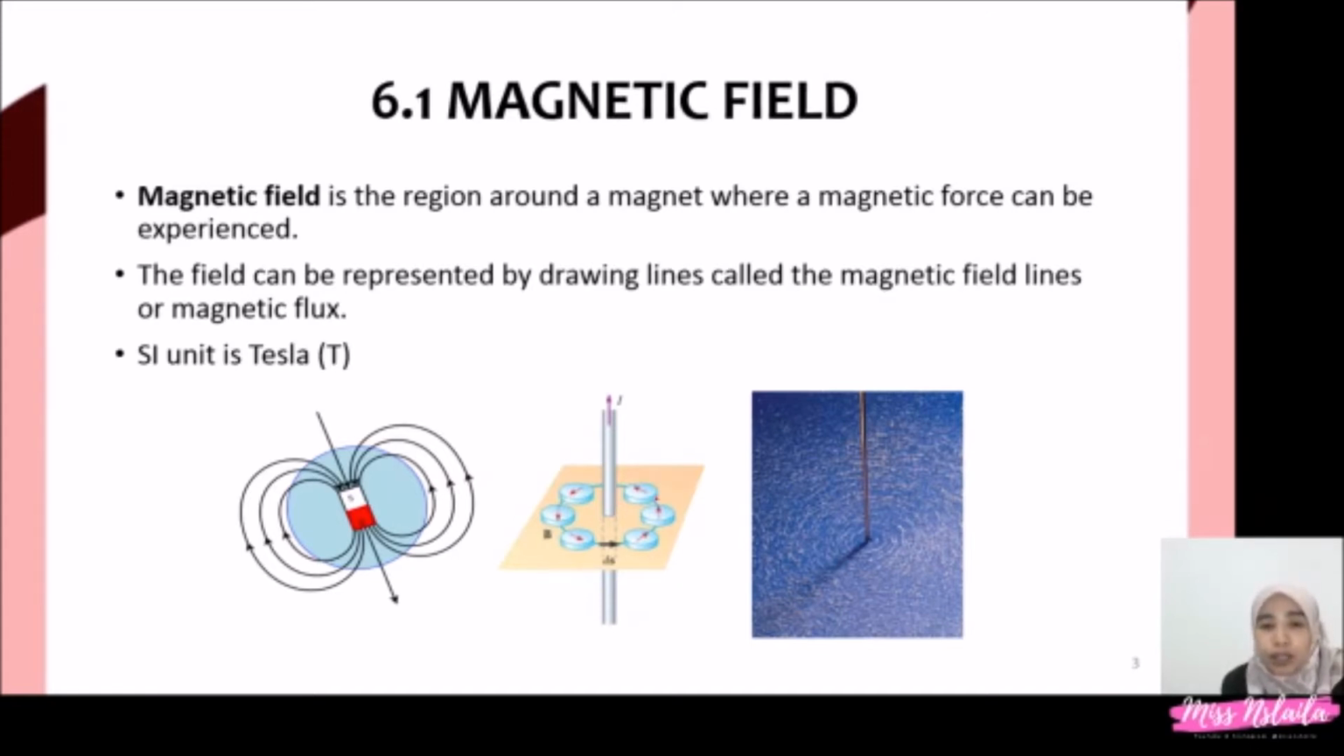Instead of using a compass, we can also use iron powder. We sprinkle iron powder around the conducting wire, and we can see the iron powder making circular lines around it to show there is a magnetic field around the wire. If we want to find the magnetic field strength at a certain point or certain distance from the magnet or from the wire, we can find the magnetic field strength, and the unit is Tesla or T.